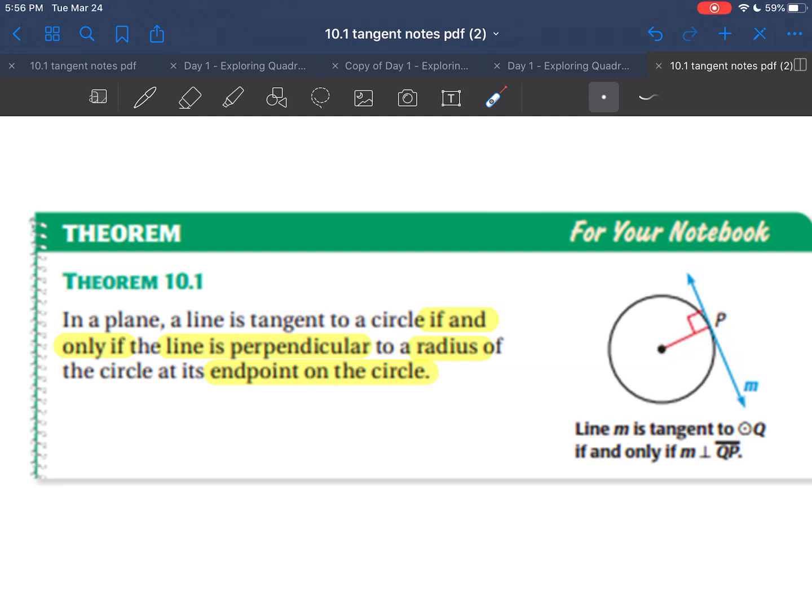Because I could envision your line being ever so slightly angled, and maybe it touches twice, and to the naked eye we wouldn't be able to tell. But if it makes a perpendicular right angle here, that's the only way I know it's tangent. So we're going to take a look at how I figure that out.